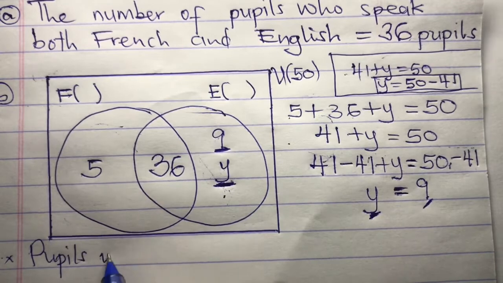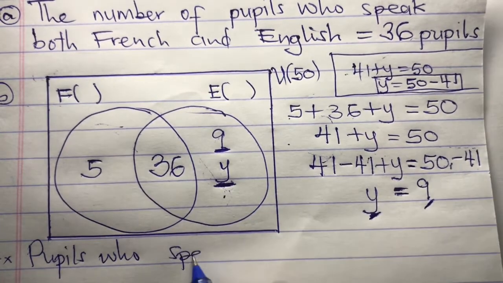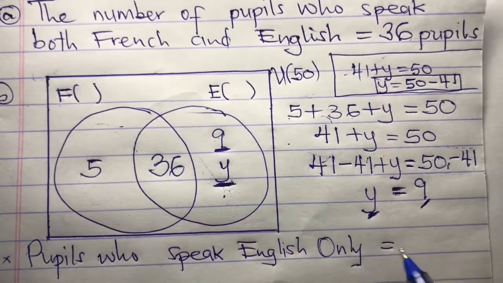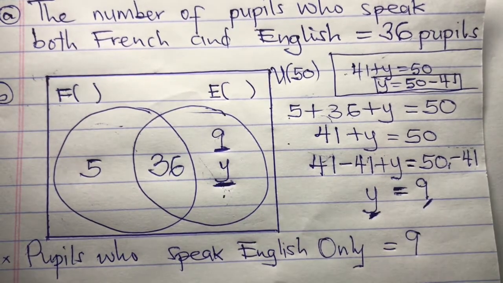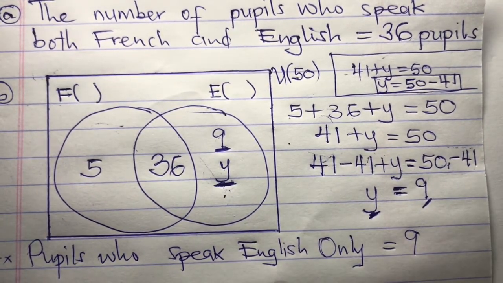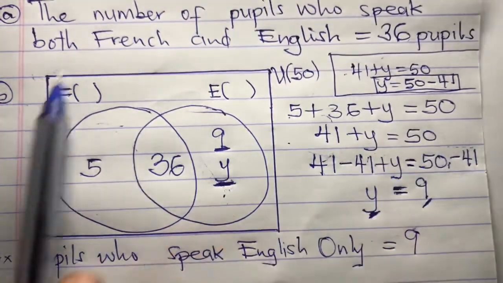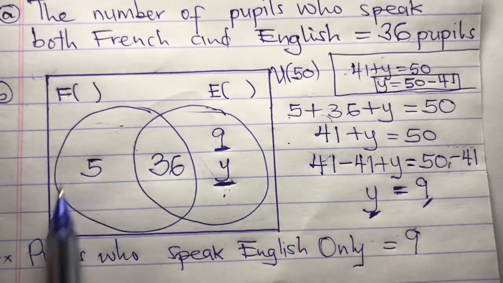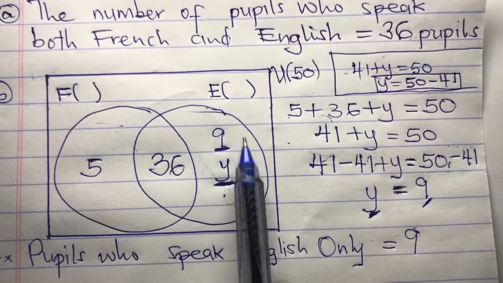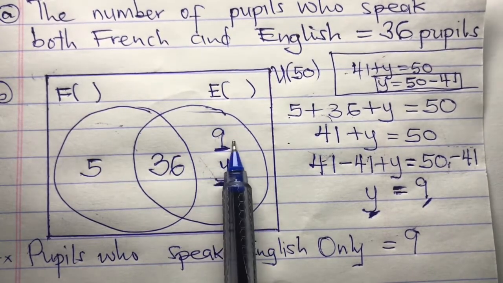So let's come here. People who speak English only is equal to what? 9. So note this. All right, note this. This region represents those who speak English only. And we are done with that.